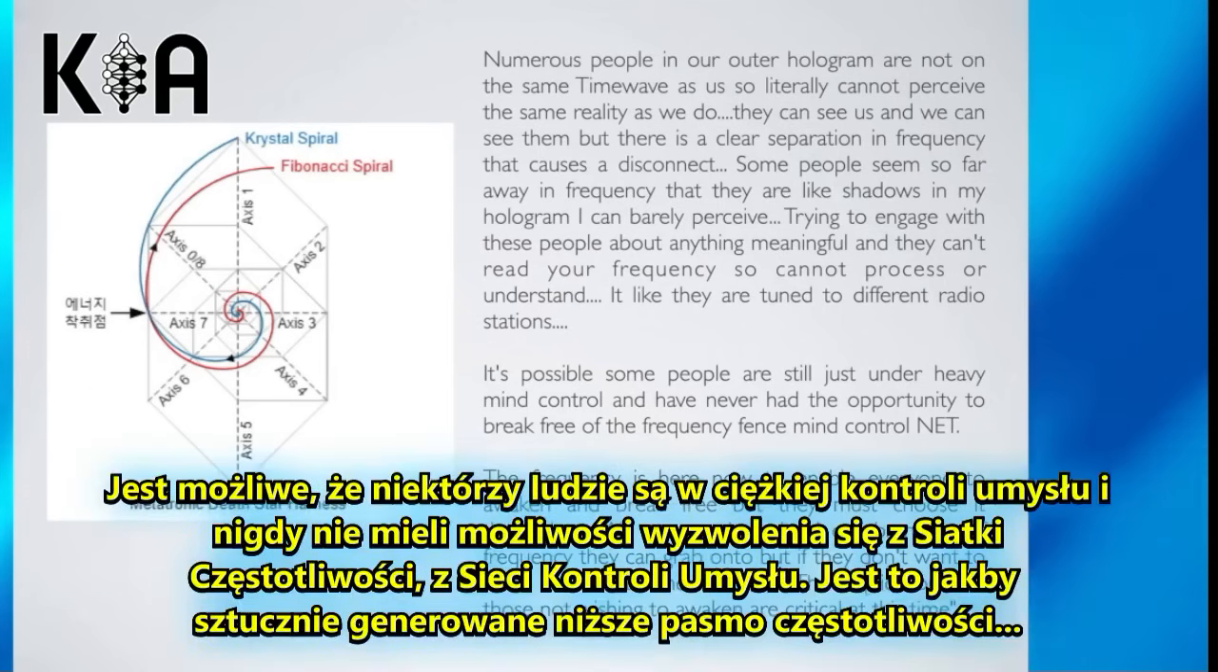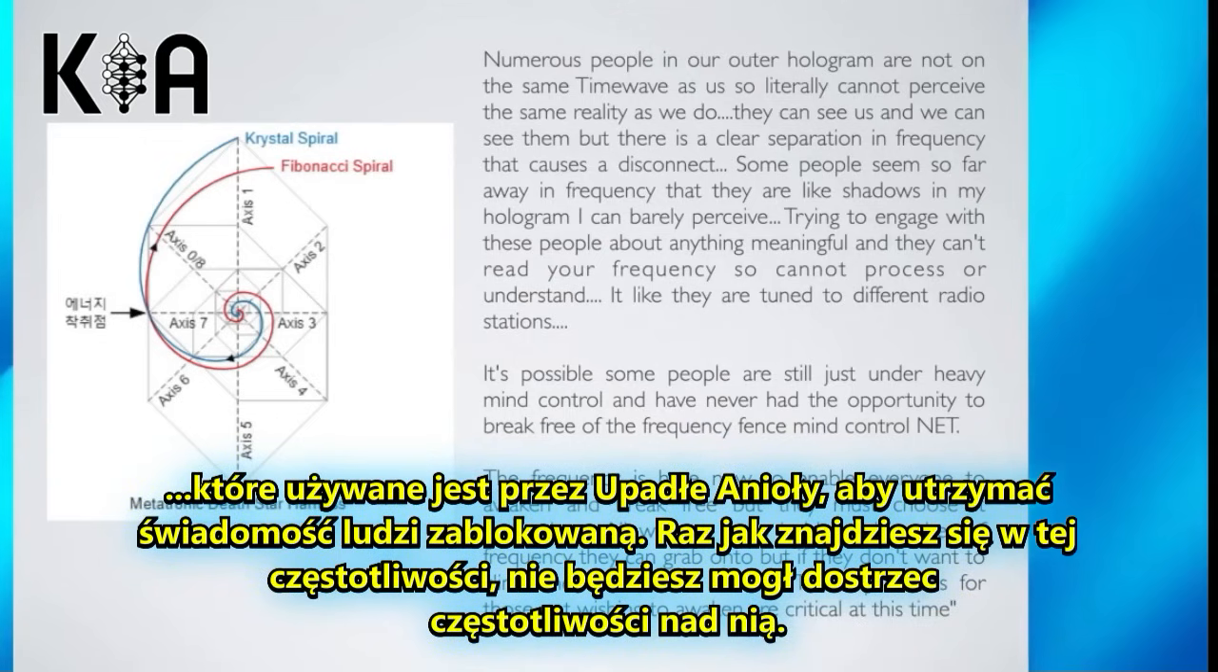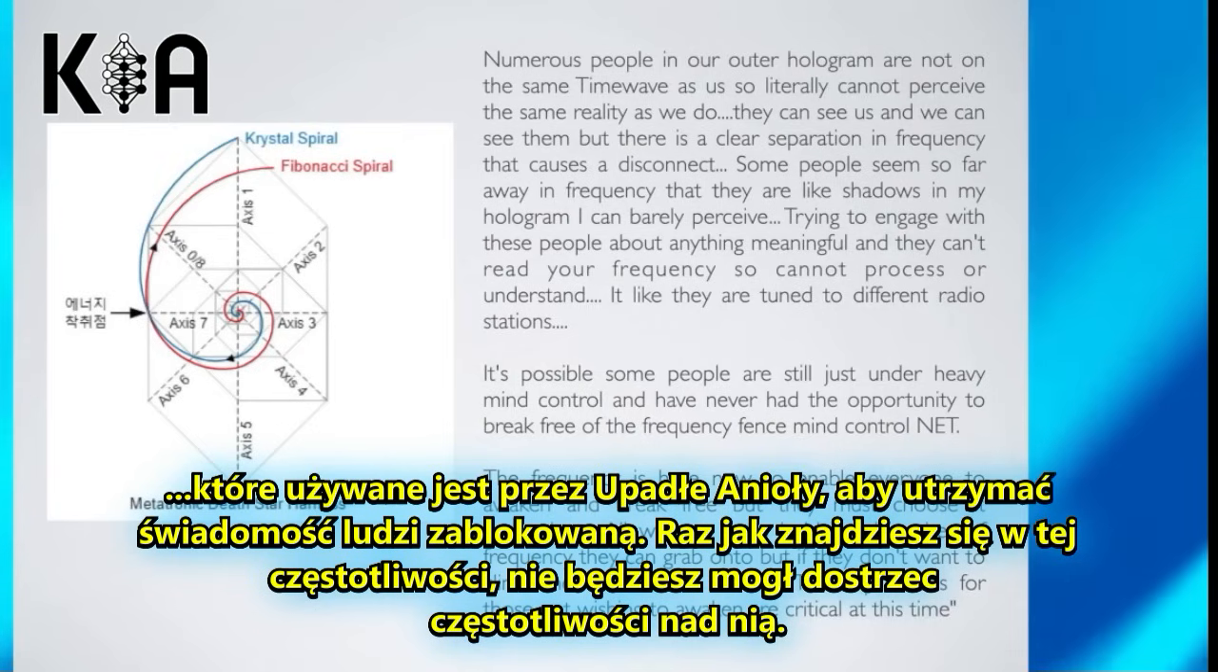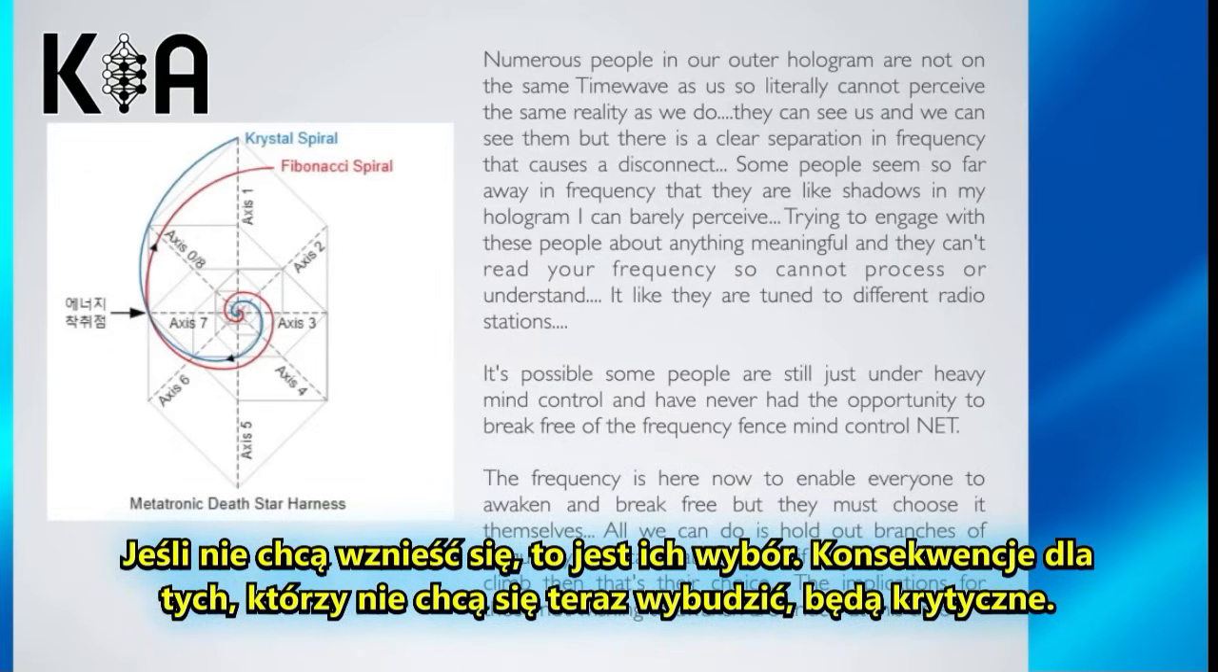It's possible some people are still just under heavy mind control and have never had the opportunity to break free of the frequency fence mind control net, which is like an artificially generated lower band of frequency that these fallen angelics like to keep humanity's consciousness, or at least as much of it as possible, locked under. So once you're locked under this frequency fence, you can't perceive frequencies above it, and that's basically the game that they've been playing for quite a long time. So the frequency is here now to enable everyone to awaken and break free, but they must choose it themselves. All we can do is hold out branches of frequency they can grab onto, but if they don't want to climb, then that's their choice. The implications for those not wishing to awaken are critical at this time.